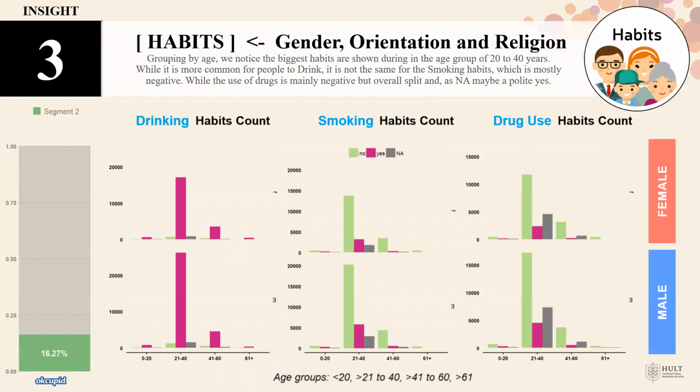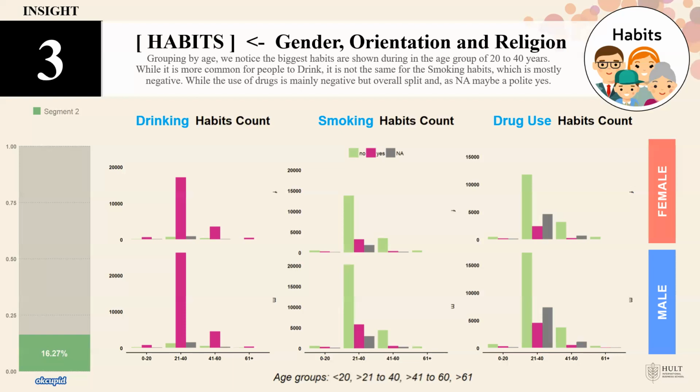Moving on to general habits of drinking, smoking, and using drugs, we see that overall people tend to drink, like we said before, in the 20 to 40 years old range. This is grouped by ages. This is 5 bins of 20 years each. Then we see that people don't smoke that much also during the 20 to 40 bracket, but we can also see that there are some people smoking and also some people that don't share the information.